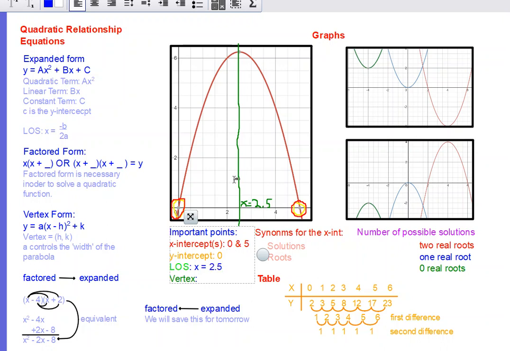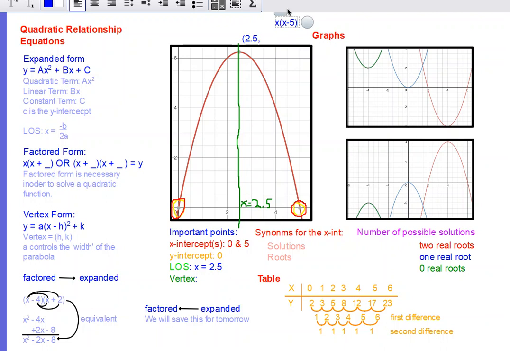And finally, for your vertex, this vertex is occurring at 2.5, but we don't know the y value, right? So if I was using Desmos, and I'll show you some Desmos in a little bit, you could just hover over that point. But since we're not using Desmos right now, what I would have to do is plug 2.5 into the equation. Now, I happen to know that the equation in this case is, there we go, x times x minus 5.